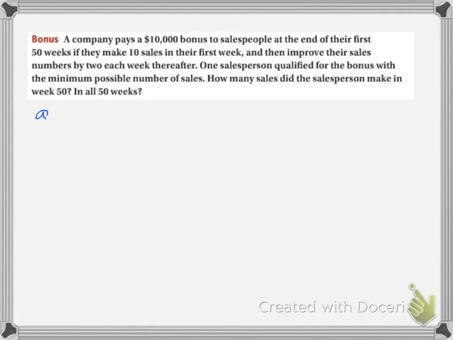So what do we have so far? List out the sequence. The first week, he or she had 10 sales. Then every week after that, it improved by 2, so 10, 12, 14, and so on, until the 50th week. I don't know how many sales they had that week, though. That's the first question. How many sales did the salesperson make in the 50th week? To do that, we're going to use the A sub n formula. Okay, so my first term is 10.